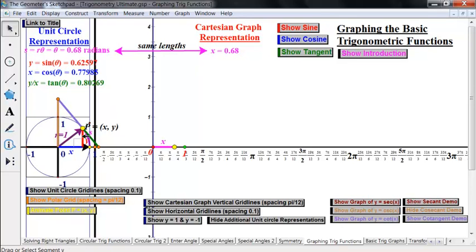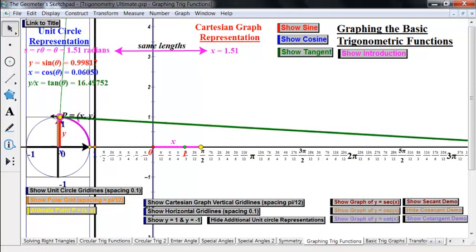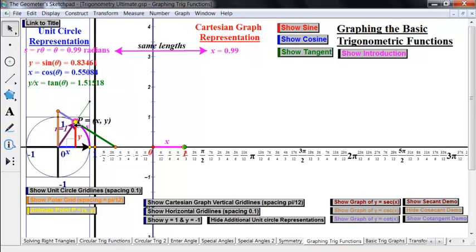So let's look back at the unit circle representation. Remember what we've done is we've taken our angle, put it in standard position, rotate around here, and of course the input once again in all of these is the angle or arc length over here on the left, which is the angle in radians, and that's the same as the x value over here on the right. So the left is the unit circle representation, the right is the Cartesian graph representation.